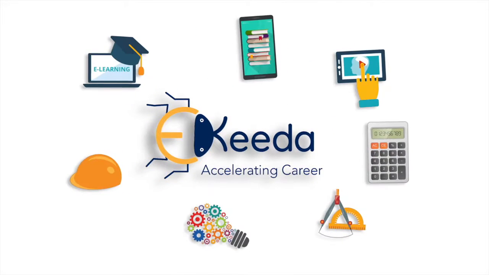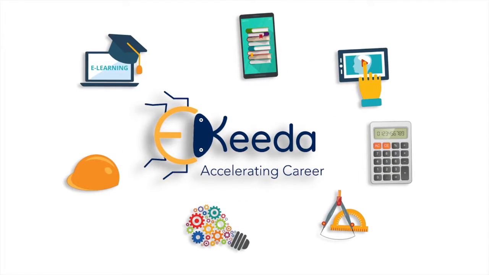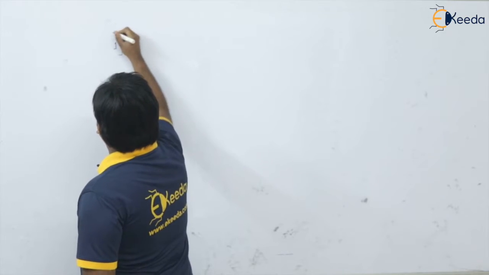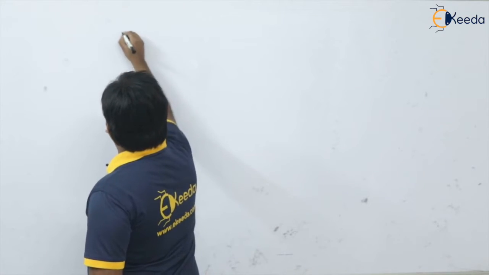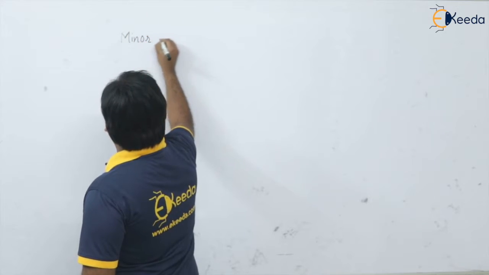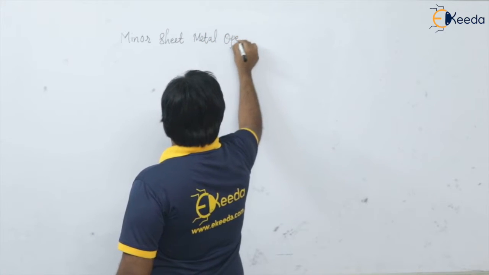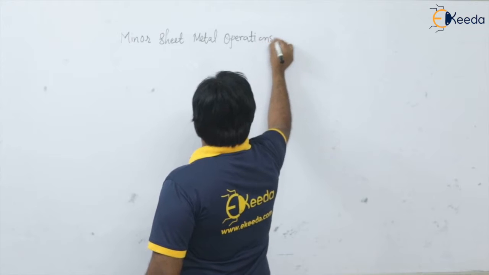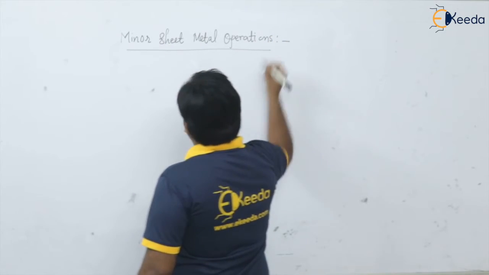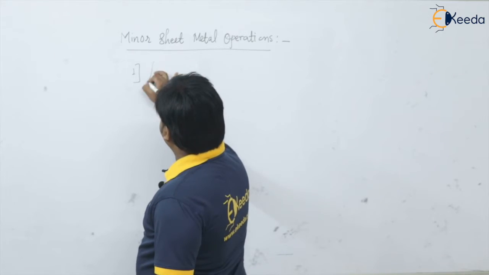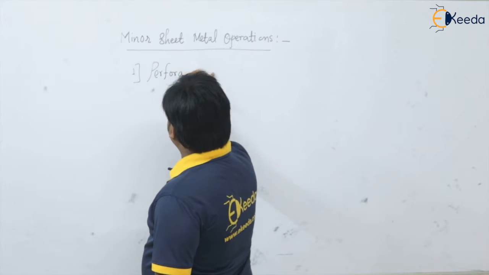So what are these operations? So what we are left with, the minor sheet metal operations. So what are the minor sheet metal operations? Number one, we are having the perforating operation.